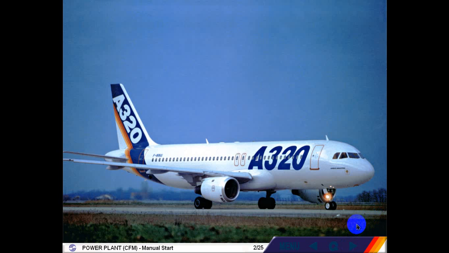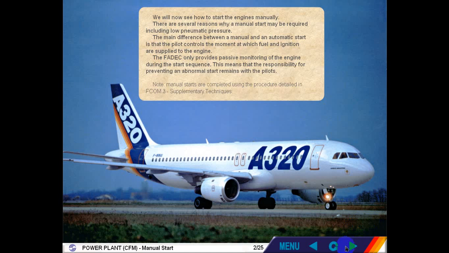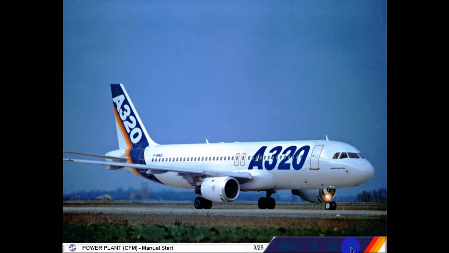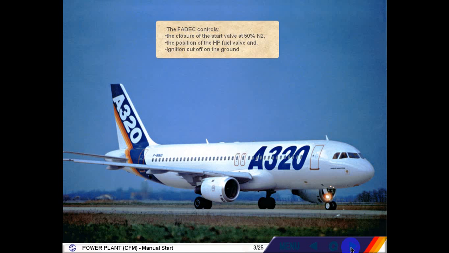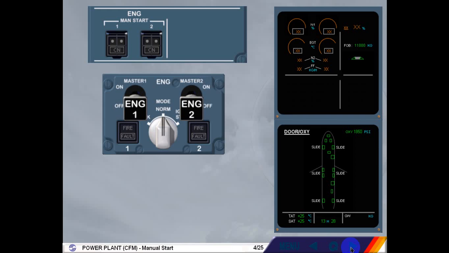Note: manual starts are completed using the procedure detailed in FCOM 3, Supplementary Techniques. The FADEC controls the closure of the start valve at 50% N2, the position of the high-pressure fuel valve, and ignition cutoff on the ground. On the engine warning display, all indications related to the engines are displayed in amber, as long as the FADECs are not powered.